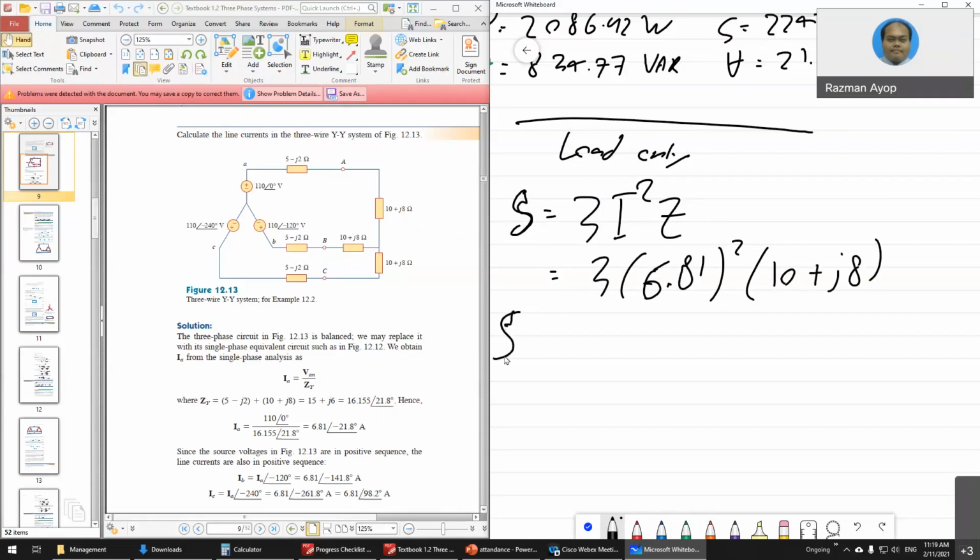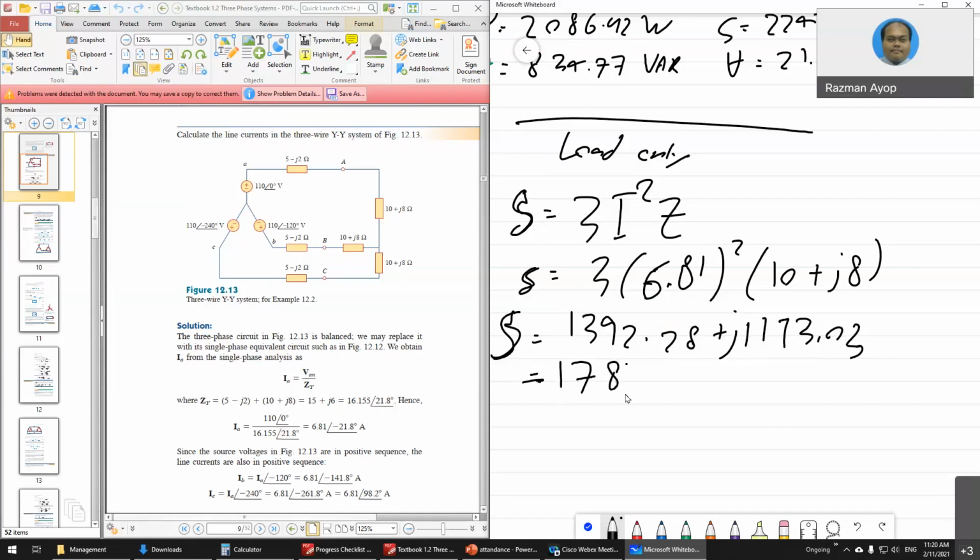So S equals, use your calculator, practice with your calculator. 10 plus 8J. You get the answer 1392.28 plus 1113.03J. Depending on the question, but I suggest you put both answers because it has multiple information. So 1781.71 angle 38.66 degrees. That is how you calculate the power in a three phase system with balanced load.